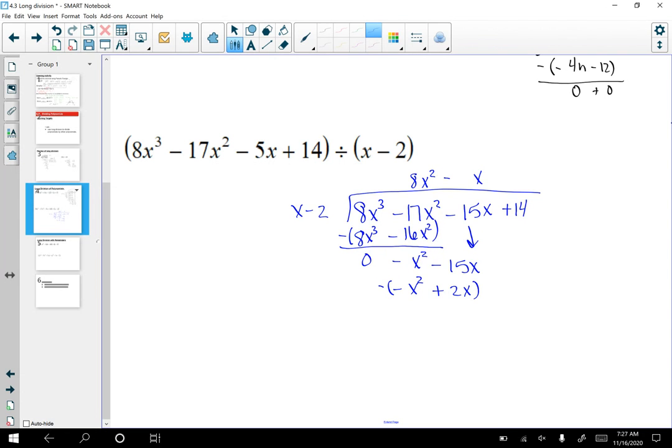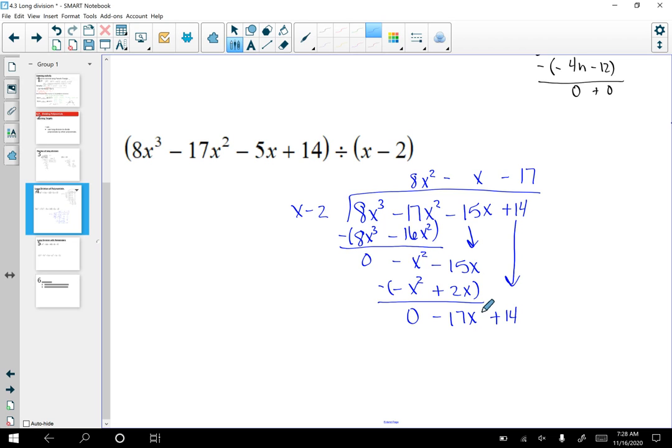Subtract. Here we get negative x squared plus x squared. Remember that negative distributes through, gives me 0. Here I have negative 15x minus 2x gives me negative 17x. Bring down my 14. How can I get negative 17x from x? So what do I need to multiply x by to get negative 17x? Well, it's going to be negative. And I already have x, so we're good there. And then my coefficient here is 1. So I need to multiply by negative 17.